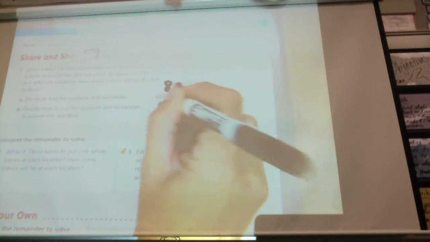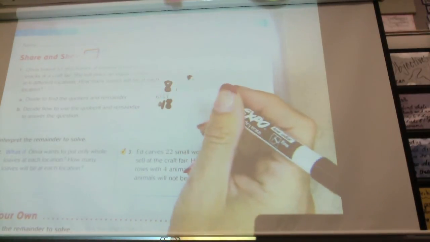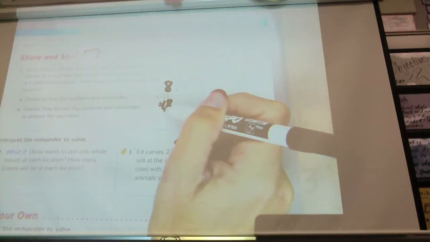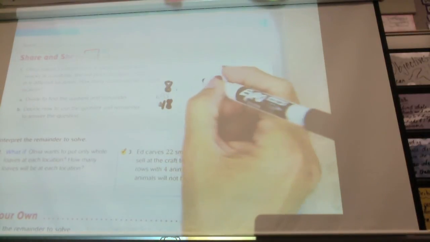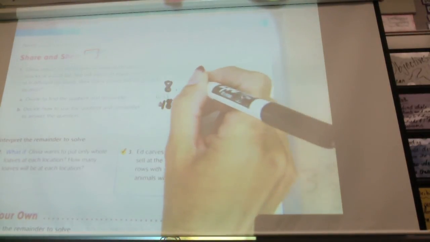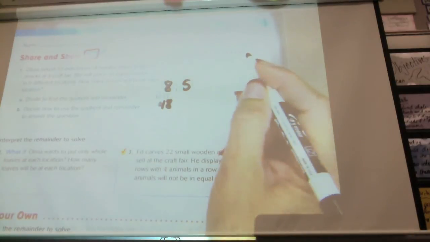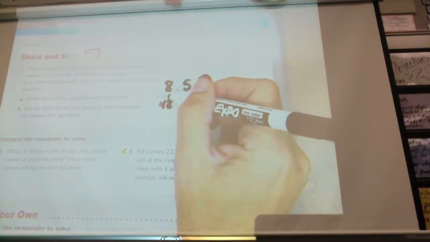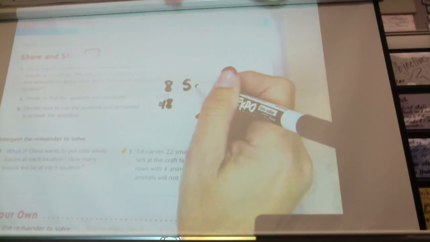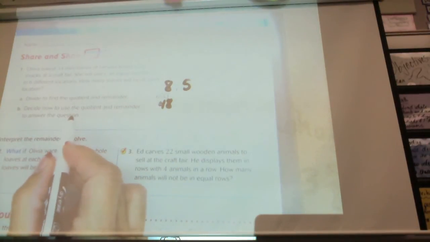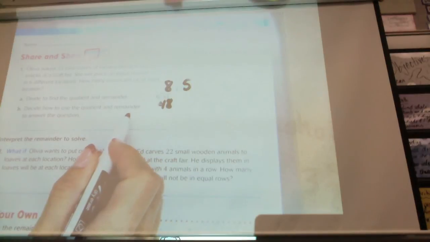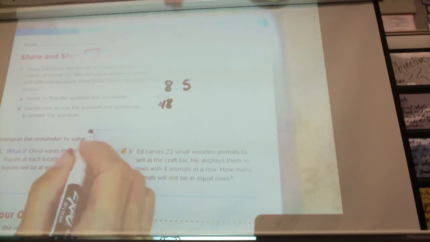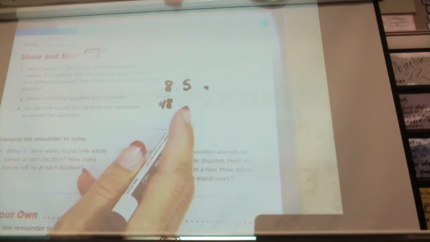8 times 6 is 48. You guys should know this. You just told me. All right, if 8 times 6 is 48, how many were left over? 5. So my remainder is 5. So my answer is, the quotient is 8, and the remainder is 5. Now we just have to decide how to use the quotient and remainder to answer the question. Here's the quotient and here's the remainder.